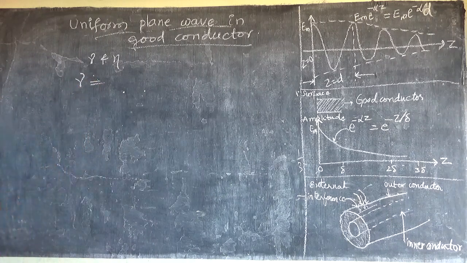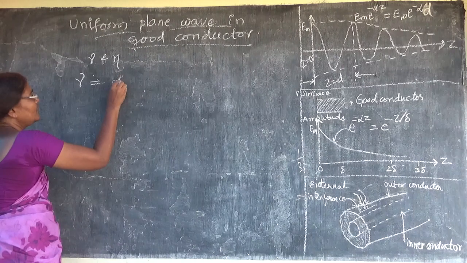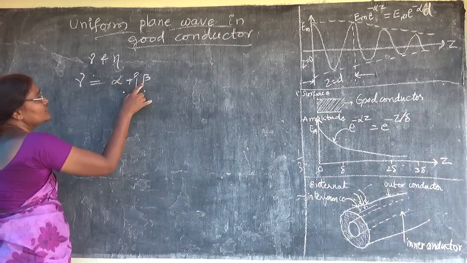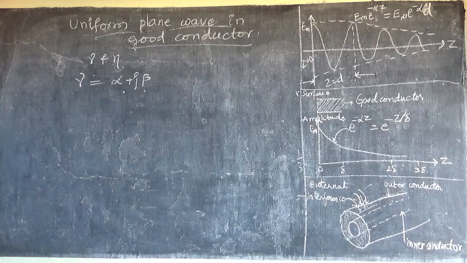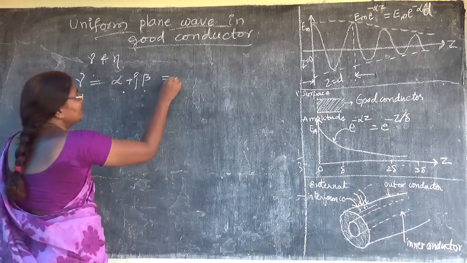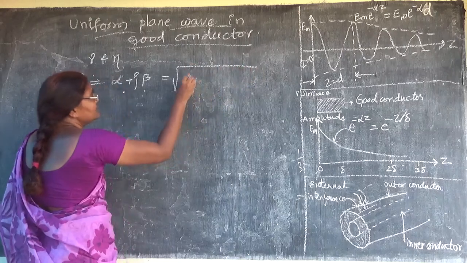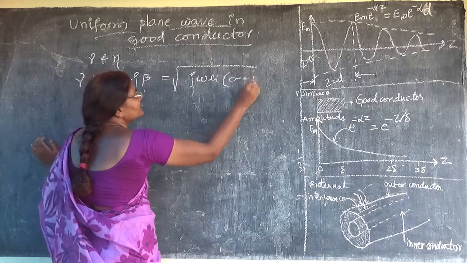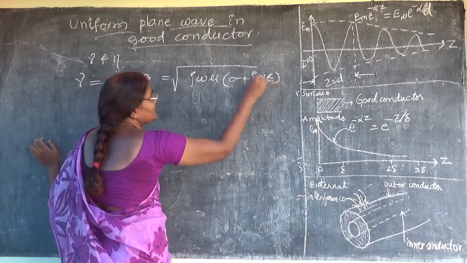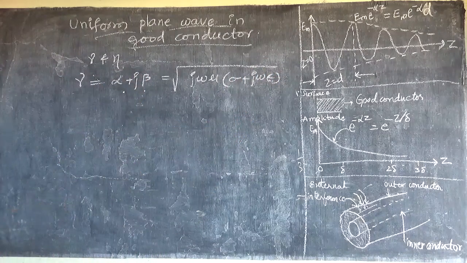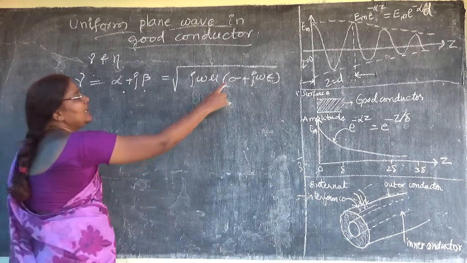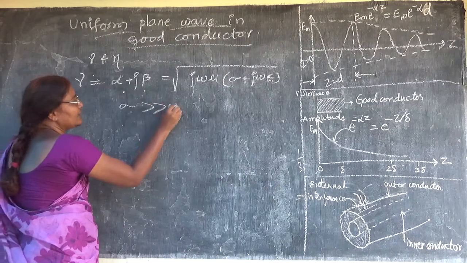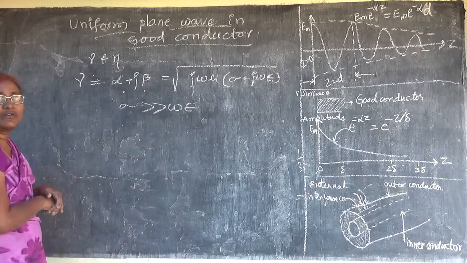Gamma is the propagation constant, which is equal to alpha plus j beta, that is attenuation constant plus j into phase constant. So what is the formula for this? Formula for this is root of j omega mu into sigma plus j omega epsilon. This is the formula. Now here sigma is very much greater than omega epsilon. So what happens?